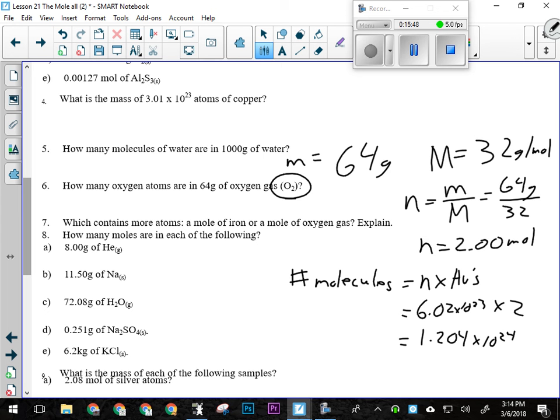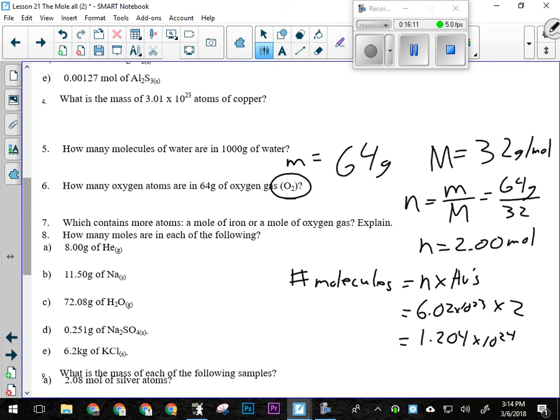So this is the number of O2 molecules. If I want to figure out how many oxygen atoms there are, I have to multiply this number by 2. Then I'll have the number of atoms, because this is the number of molecules. There's twice as many atoms. Everybody follow? All that question is asking is, do you understand the difference between a molecule and an atom? That's really all it's asking.